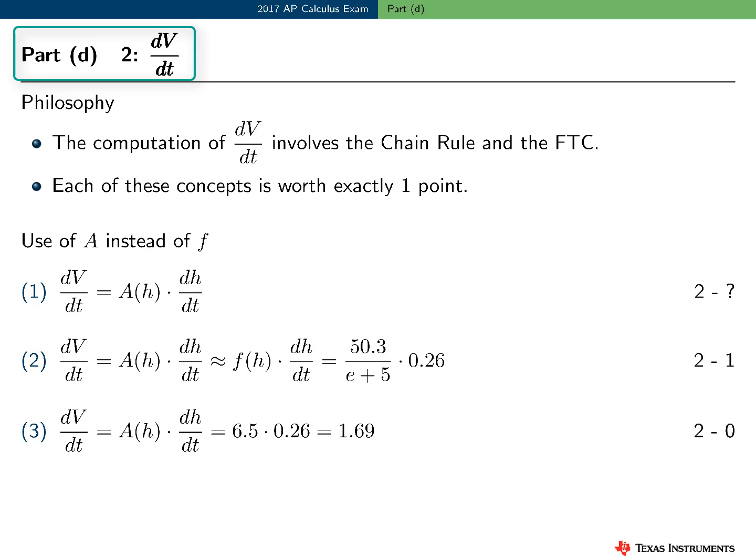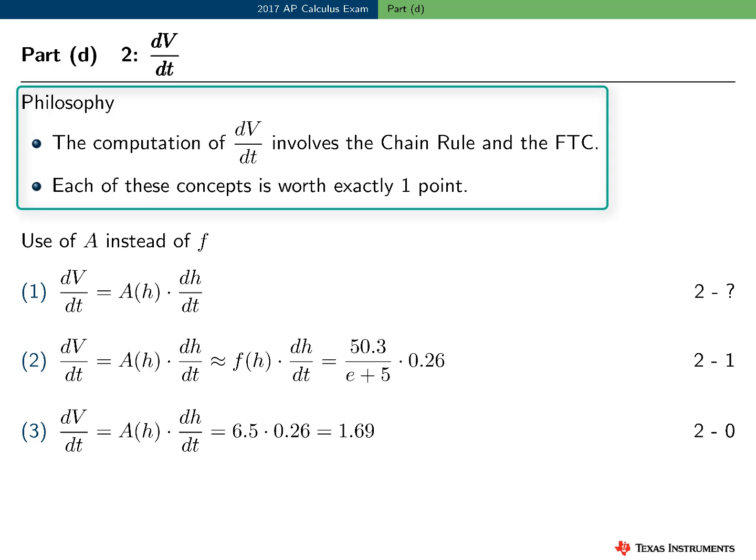Part D was perhaps the most difficult part in this question. The first 2 points were for a correct expression for dV/dt. And here's the general philosophy in scoring these 2 points. Finding the expression for dV/dt involves both the chain rule and the fundamental theorem of calculus, and each of these concepts is worth 1 point.